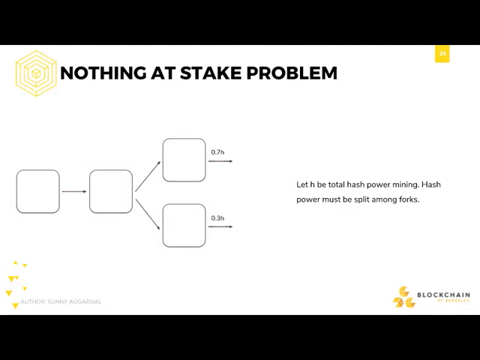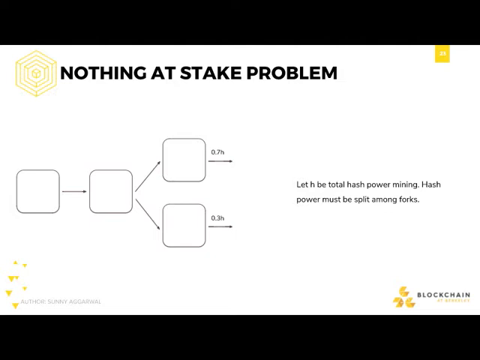In proof of work, we don't have this problem because we're using a resource external to the system to basically cast our votes. If we let H be the total hash power mining, then you have to split your hash power among forks if you are to mine on two different forks at once. Say 0.7 of the total hashing power is being used on the upper fork, whereas 0.3 of the total hashing power in the system is being used on the lower fork.